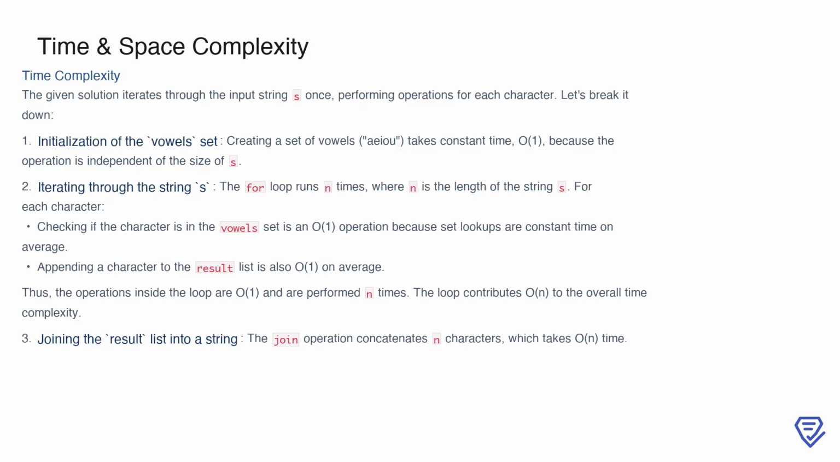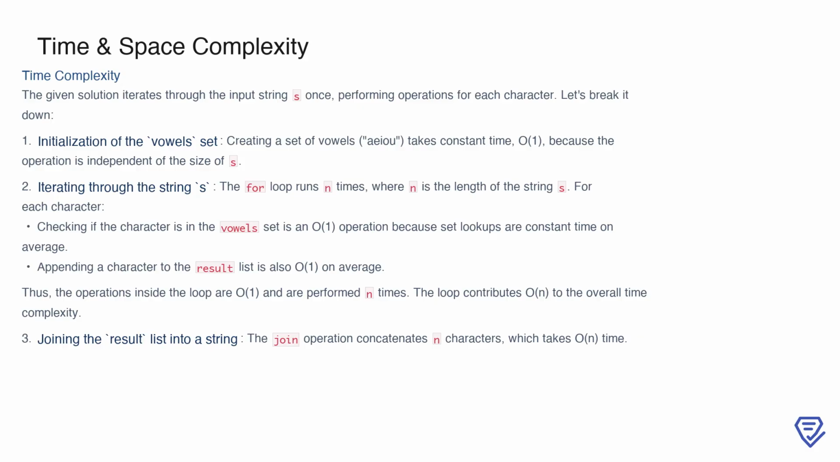Within the loop, we perform two primary operations, checking if the current character is in the vowel set and appending non-vowel characters to the result list. Both of these actions are O(1), because set lookups and list appends are constant time operations on average. Since these O(1) operations are performed for each of the n characters, the total contribution of the loop is O(n).